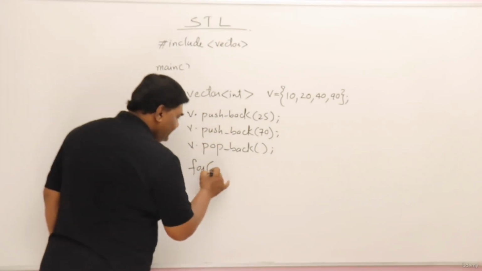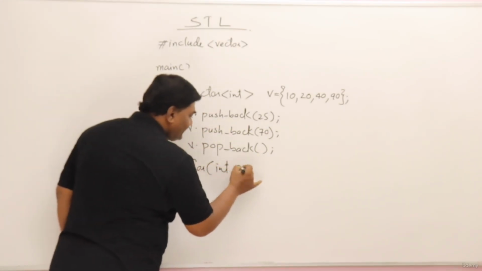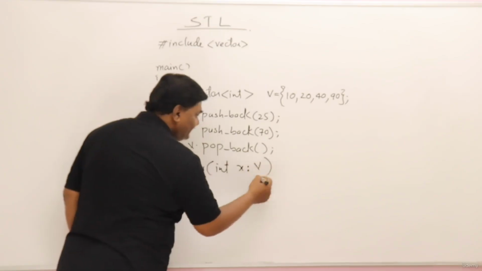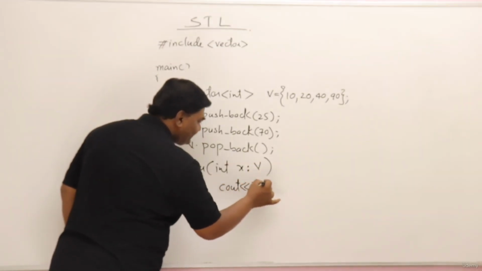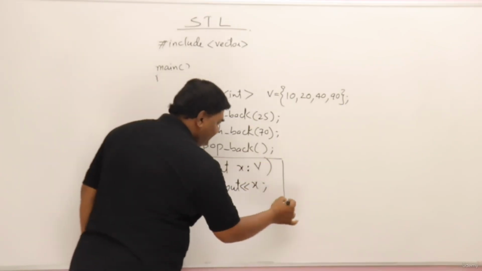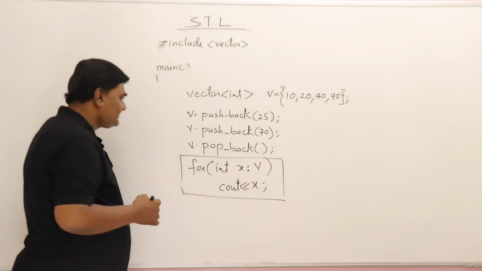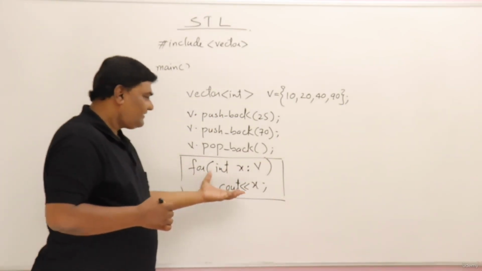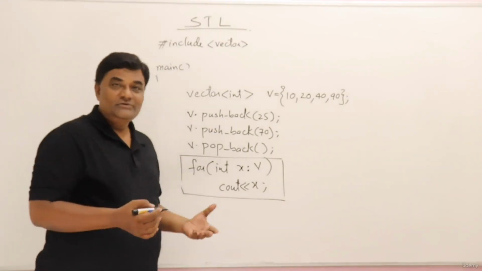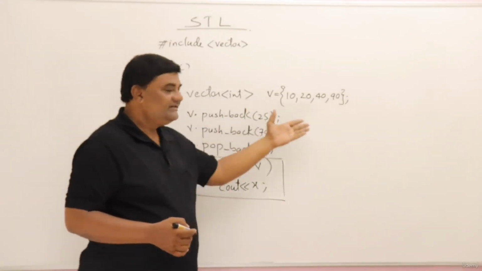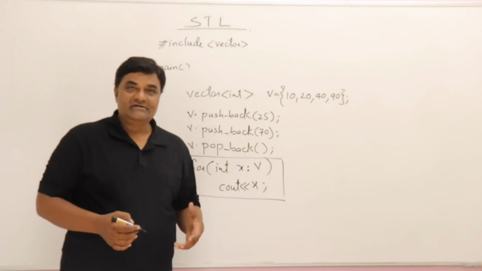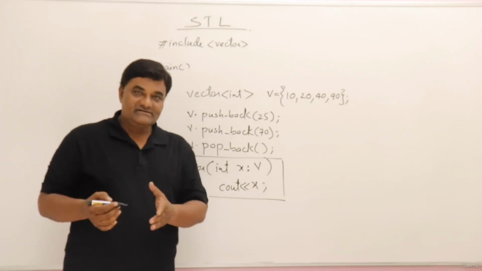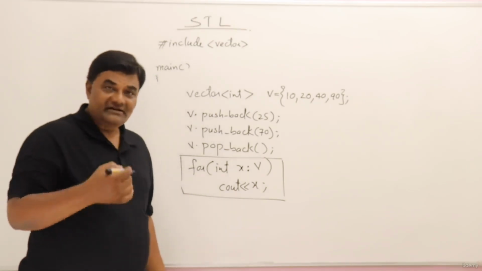The data type is integer, so I will say int x in v. Then if I have to display, I can simply say cout x. That's it. This is the simplest iterator, thanks to C++ 11 that a simple iterator is provided. So the for each loop can be used for iterating through all these elements. This is one method. Then the second method, there are some iterator classes available. We can use that iterator class.